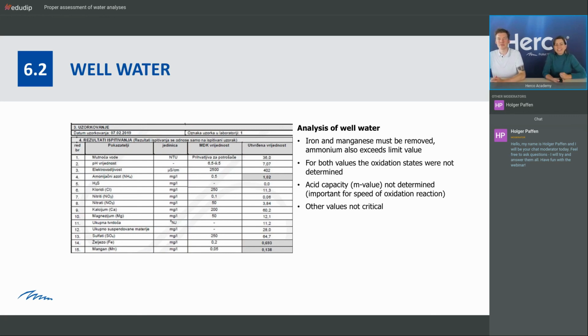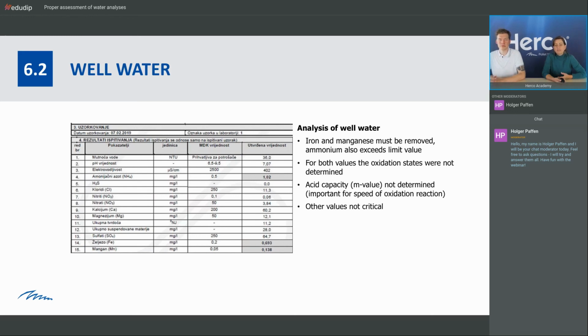Well, that happens a lot, that you get analysis from another country and it's in a different language, but fortunately you can always see pretty quickly what it is about. This is interesting because this is a negative example, really. This is an analysis of a well water, and the client wanted us to remove iron and manganese. You see that both iron and manganese exceed the limit value, so the limit value is in the center. And these are the results exactly. And the results that are not within the limit values are in gray.